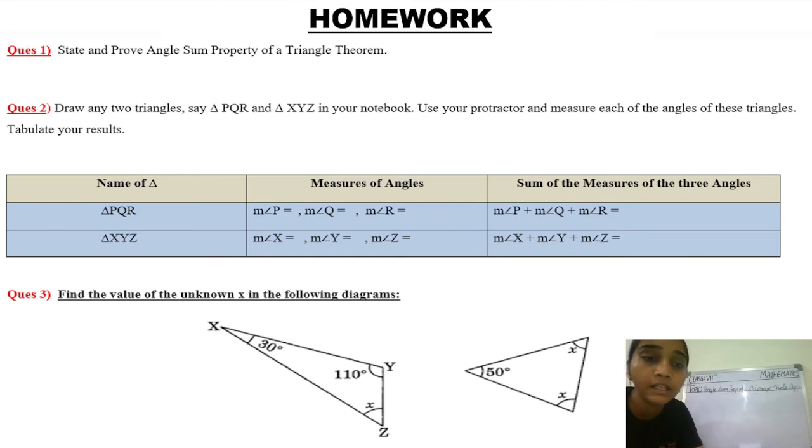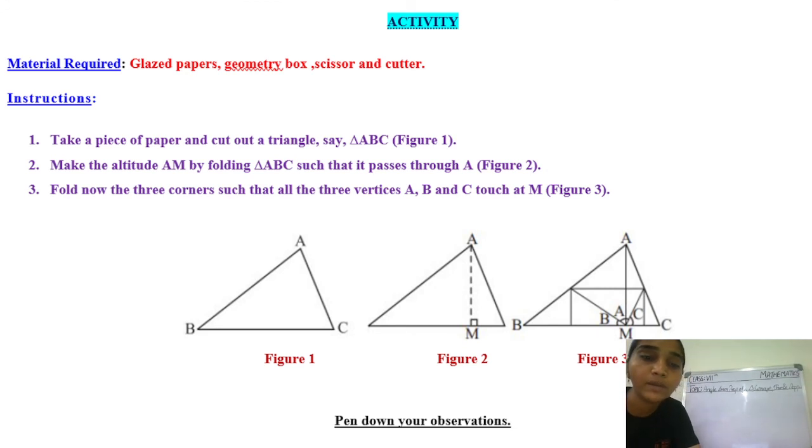Then find the value of the unknown x in the triangles given to you. And students, one activity which you have to perform is simply to take some glazed paper, and a geometry box must be with you. Take a piece of paper, cut out a triangle, triangle ABC. Draw its altitude. You know what is an altitude of the triangle? From A you have to draw to the opposite side.